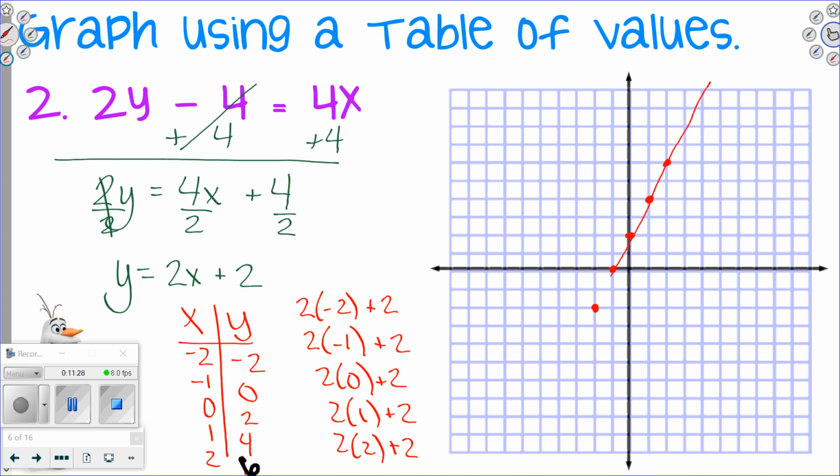Should you be able to tell if you did your math wrong on one of them? Or you plotted one of them wrong? Yeah, if they're not all in a row making a straight line, something messed up somewhere. Okay.